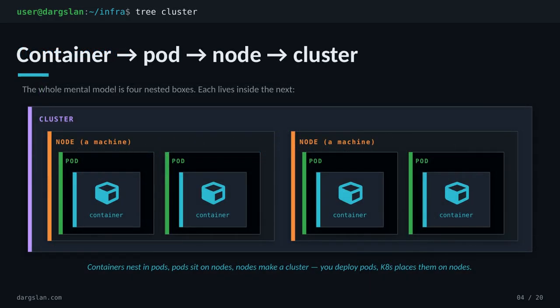Now zoom out, and the whole mental model fits into 4 nested boxes. A container lives inside a pod. The pod runs on a node, which is just a machine, physical or virtual, and a bunch of nodes together form the cluster. The nice part, you don't pick which node runs what. You hand Kubernetes a pod, and it figures out where to place it. That's really the whole shape of the thing.